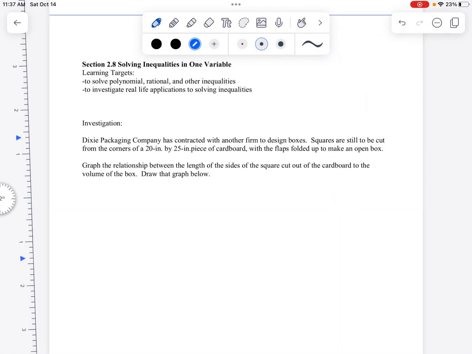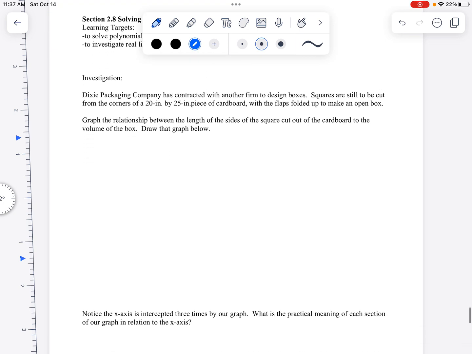Hello everybody. Today we're looking at lesson 2.8, solving inequalities in one variable. Our learning targets are to solve polynomial, rational, and other inequalities, not equations this time. And we're going to start out with a real life application. A lot of times manufacturing uses inequalities.